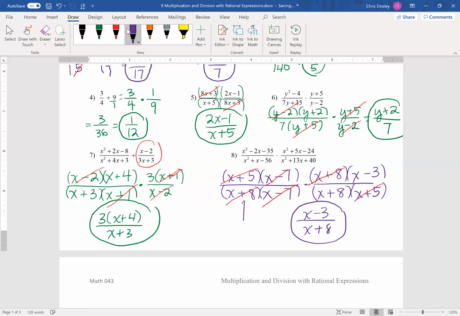Notice I canceled one of the x plus 8s, but I couldn't cancel both of them. To cancel the second x plus 8 factor, I would have needed a second one on the top too. So that's why that x plus 8 still stays behind.